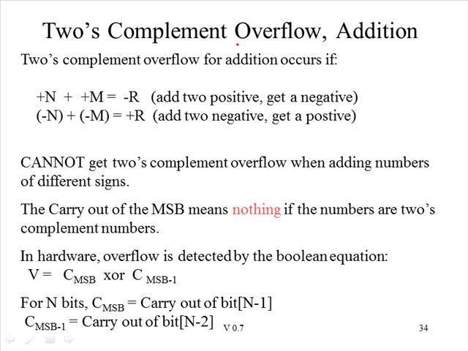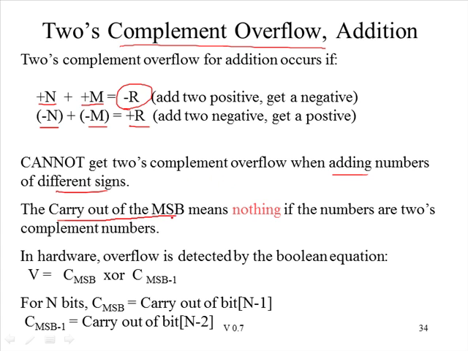How do I detect 2's complement overflow if I'm doing addition? That's easy. If I add 2 positive numbers and I get a negative number, that is obviously incorrect. I have gotten overflow. If I add 2 negative numbers and I get a positive number, again, that is incorrect and I have gotten overflow. I cannot get overflow if I add 2 numbers of different signs. So adding a positive and a negative number cannot produce 2's complement overflow.